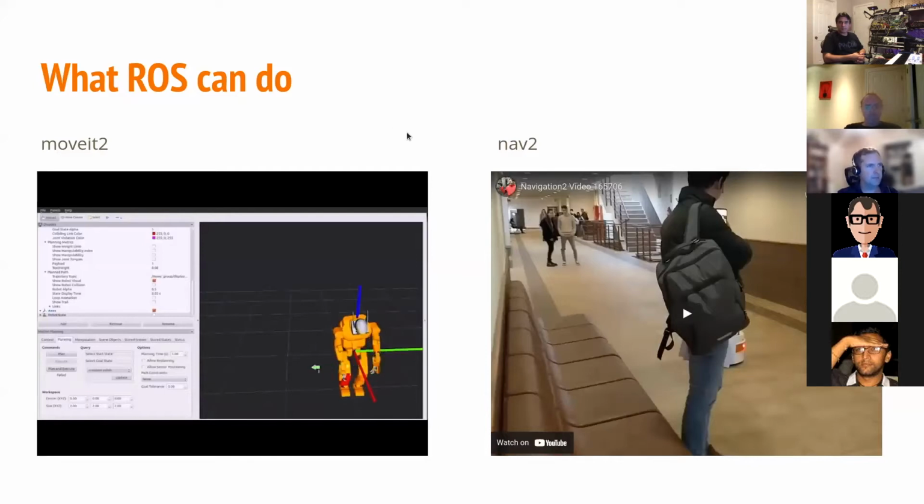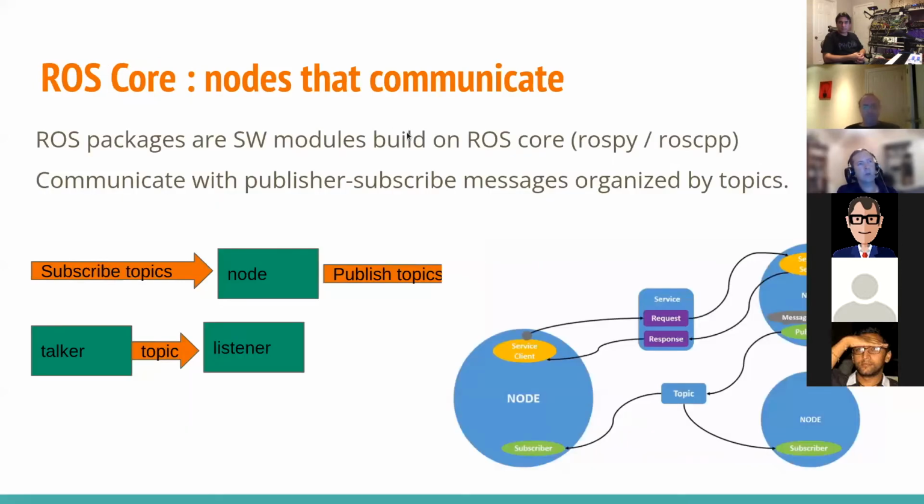Moving on. Fundamentally, there's a ROS core. Those other ones were the big high-level packages, but now we want to go down to the low level. ROS core is this low level. The idea is you've got nodes that can communicate. ROS packages are software that are built on the ROS core, either rospy, which is the Python core, or roscpp, which is the C++. They communicate with publish-subscribe messages, and they're organized by topics.